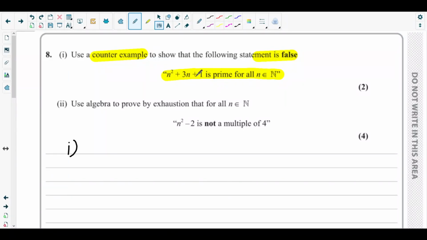What if we consider 5? 25 plus 15 is 40, plus 1 is 41, which is a prime number. Okay, 6. If we consider 6, 6 squared is 36. 36 plus 18 is 54. 54 plus 1 is 55. 55 is not a prime number.